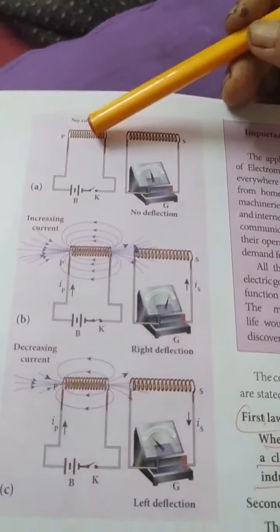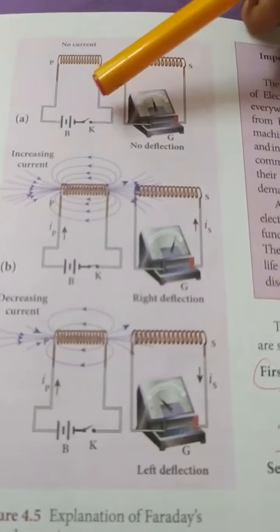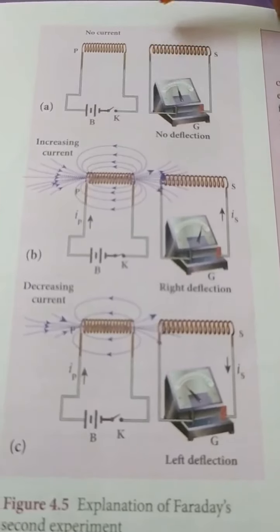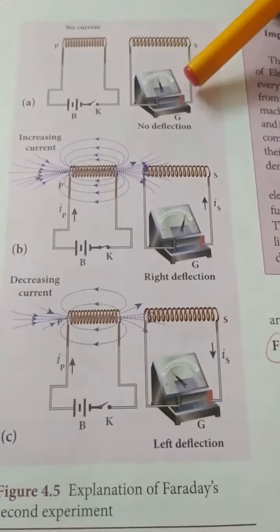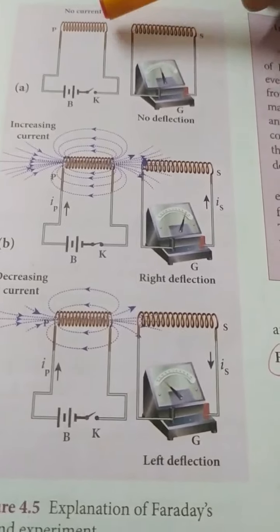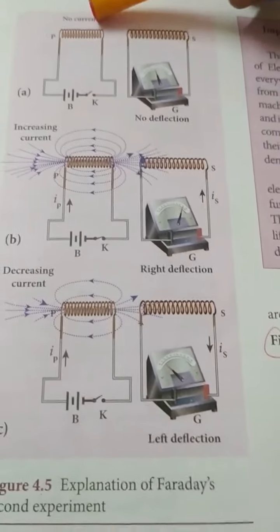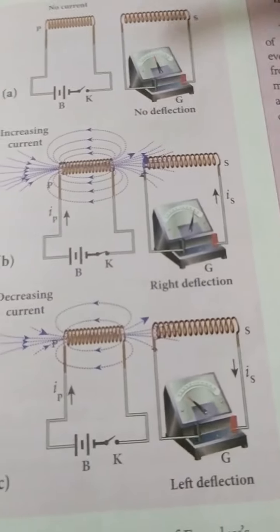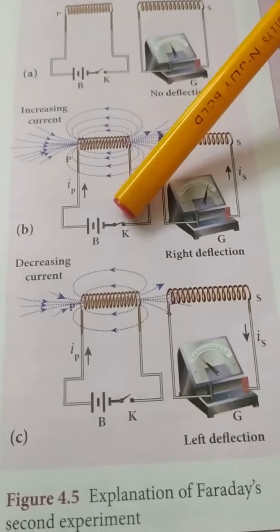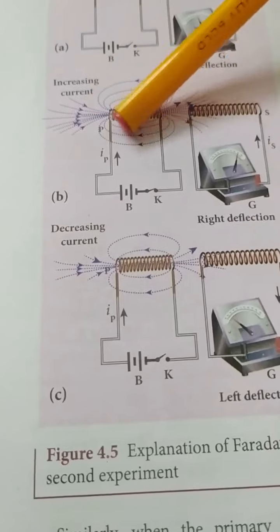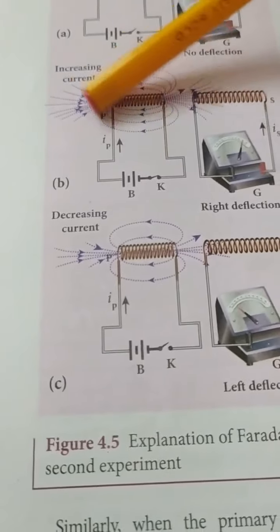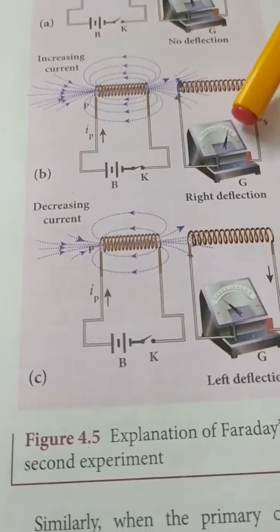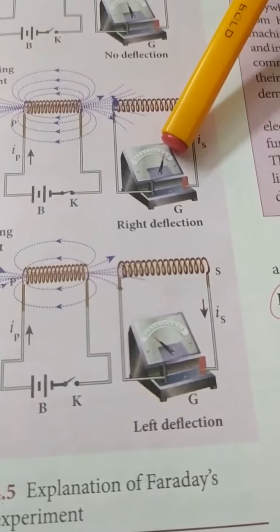Now here you know already, this is the primary coil, connected to the battery and key, and the secondary coil is connected with the galvanometer, and both are kept close to each other. No current flows because the key is open here, so there is no deflection. But whenever you press the key, the current in the coil increases, so the magnetic flux also increases, so there will be deflection in the galvanometer.